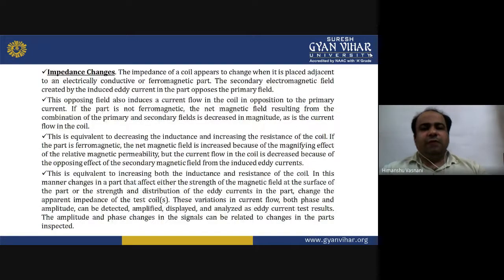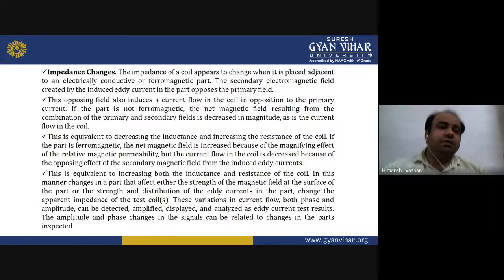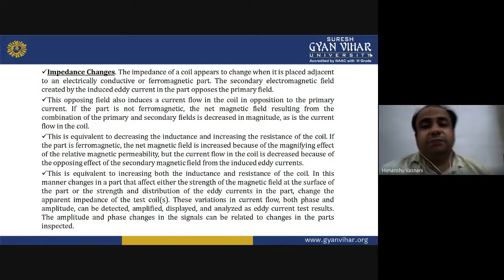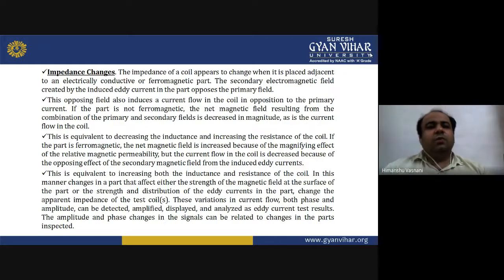Now, when we have this amplitude display with us and impedance display with us, then obviously we should go with the impedance changes. There should be information about impedance changes. So we say that the impedance of a coil appears to change when it is placed adjacent to an electrically conductive or ferromagnetic part.